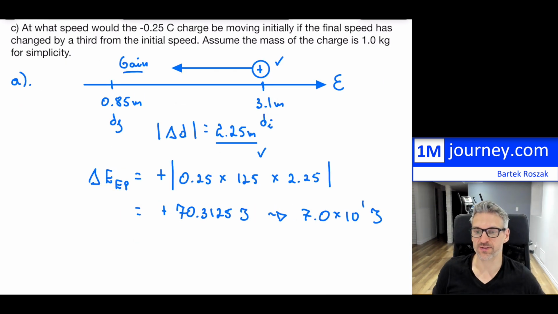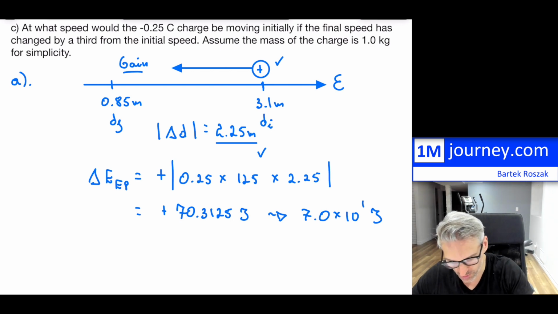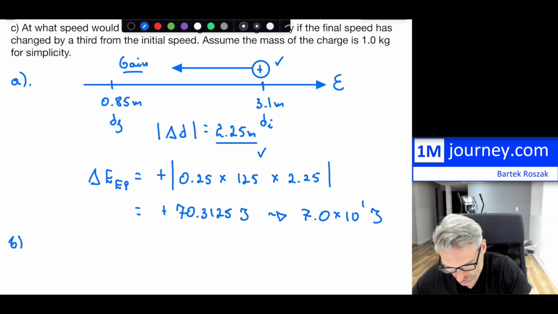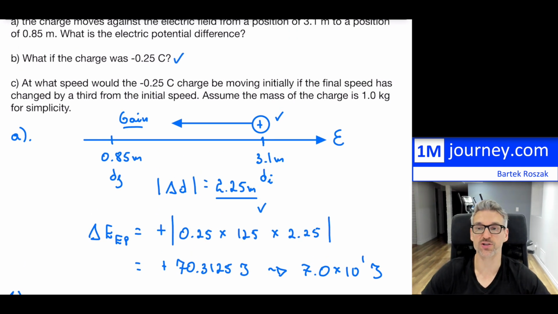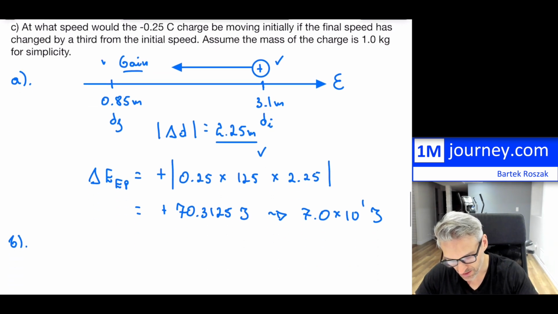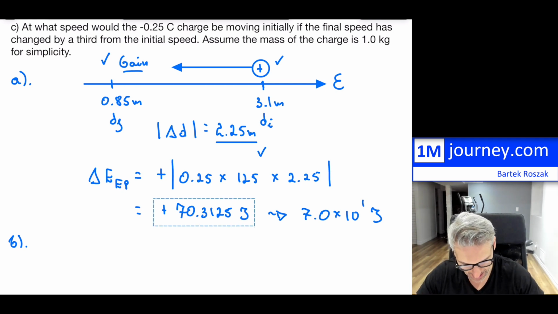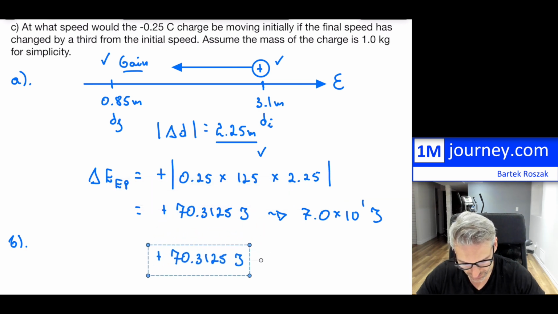All right, so there you have it. It's 70.3125 joules in terms of the change. It's positive. You can round it to two significant figures if you want, or to whatever your teacher asks you to. Now moving over to part B. You notice that part B asks for the exact same charge, but it's negative. So if we had a gain for the positive, then this result would be exactly the same, except it will be negative.